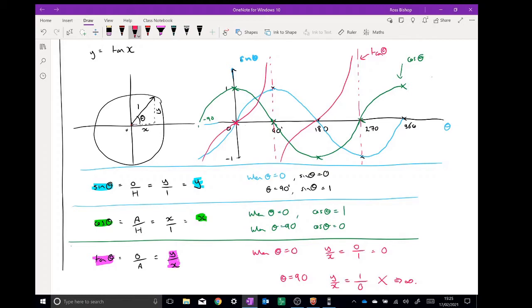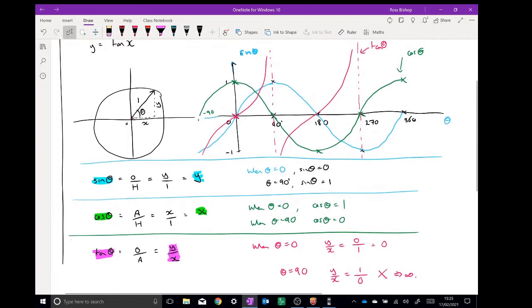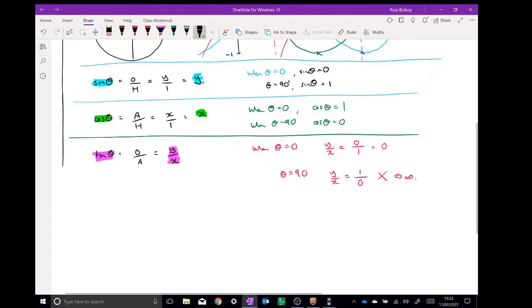Okay, if you weren't quite following that, all you really need to know is what the graphs look like. You need to know that the sine one is the blue one, the cos one is the green one, and the pink one is the tan theta one. Okay, so that's what the graphs look like, and that's going to be helpful a little bit for when we solve equations. We're going to have a look at some equations now.